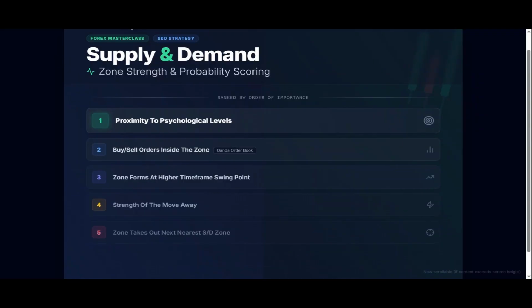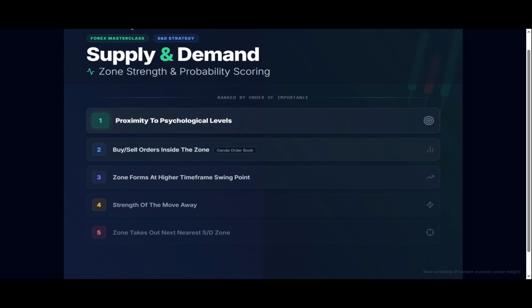So that wraps up our deep dive into scoring supply and demand zones using real objective criteria, not guesswork, not hope, and definitely not the textbook myths floating around online. Now you understand how each factor contributes to a zone's probability. Psychological levels, these are the round numbers where human behaviour will cluster and show the orders. Oanda's order book, which is the real positioning data, so we can see where traders are actually trapped or committed.